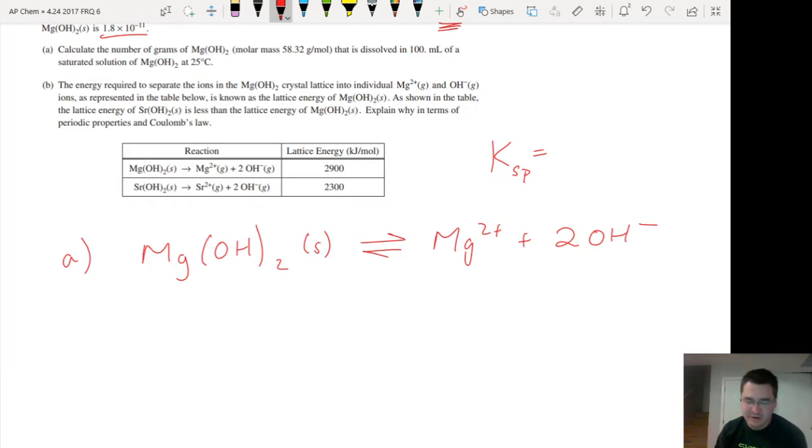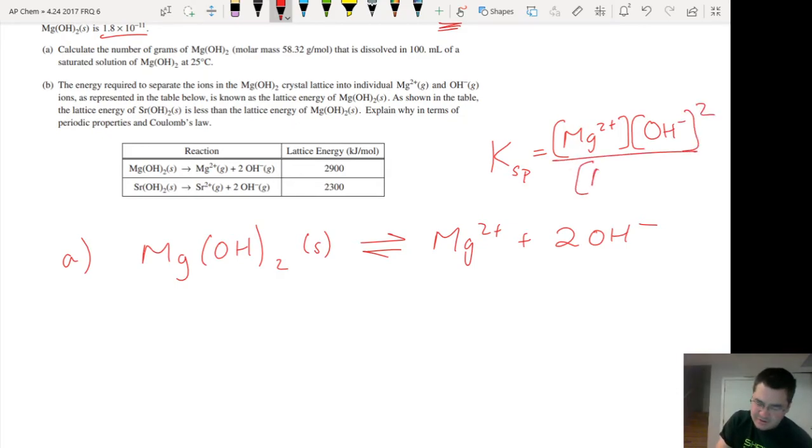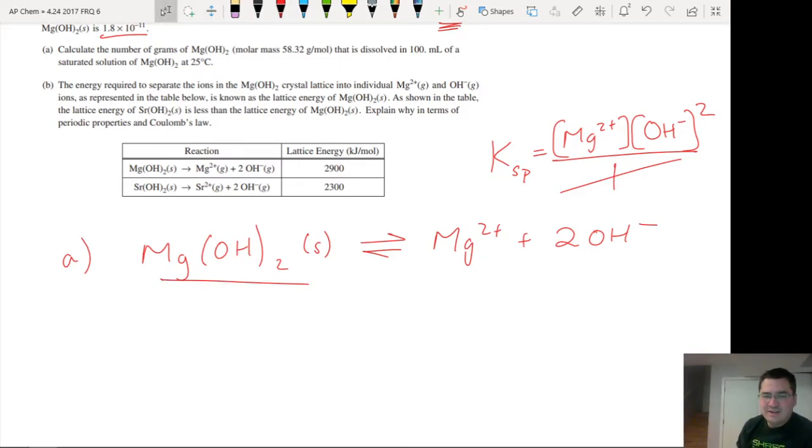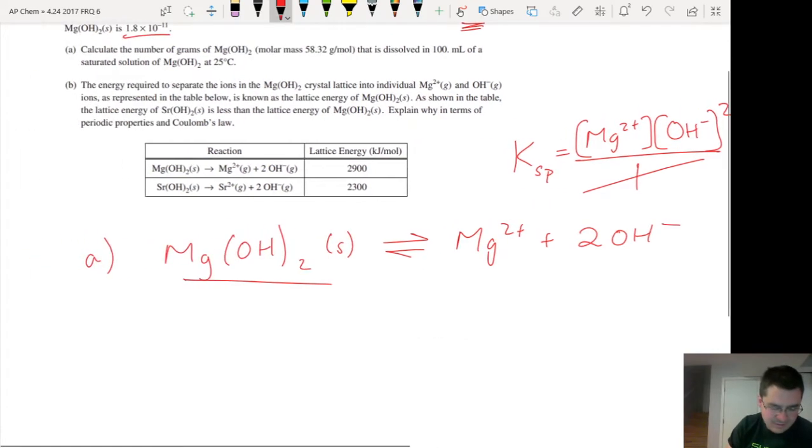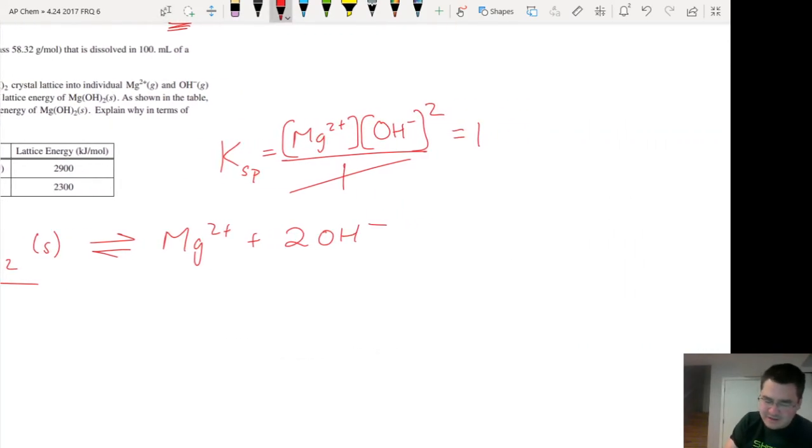This is dissolving into water, and it would be the concentration of Mg2+ and OH- to the second power over nothing, or over 1, because this is a solid, so we don't include the solid. So there's our K_sp, right? And they tell us that this is a very small number, 1.8 times 10 to the minus 11.